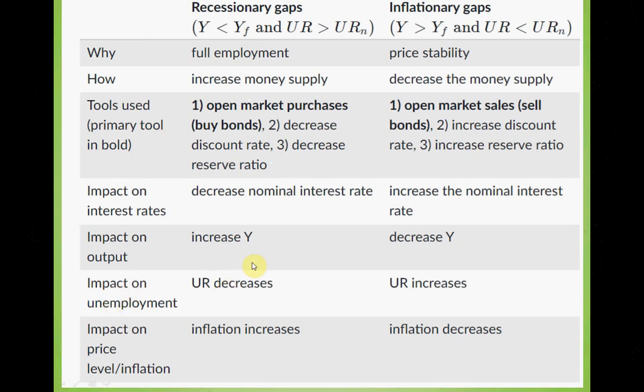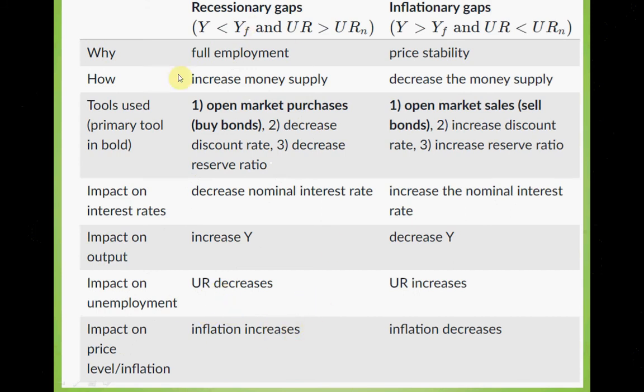Impact on unemployment. Well, hopefully the unemployment rate will decrease. And impact on price level inflation. Inflation will increase. All right, so we are going to see an amount of inflation because there's more money available. And prices are probably going to start going up a little bit as a result of this.